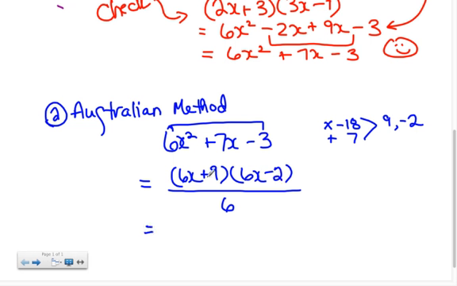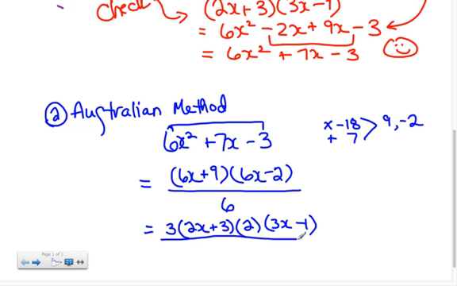Then, in each one of the brackets, I'm going to look to see if there's a common factor. In the first one, there's a common factor of 3, and I'm left with 2x plus 3. And in the second one, there's a common factor of 2, and I'm left with 3x minus 1. There might not be a common factor in both brackets, and if there's not in one of them, you just leave it how it is. And I've got a 6 on the bottom.